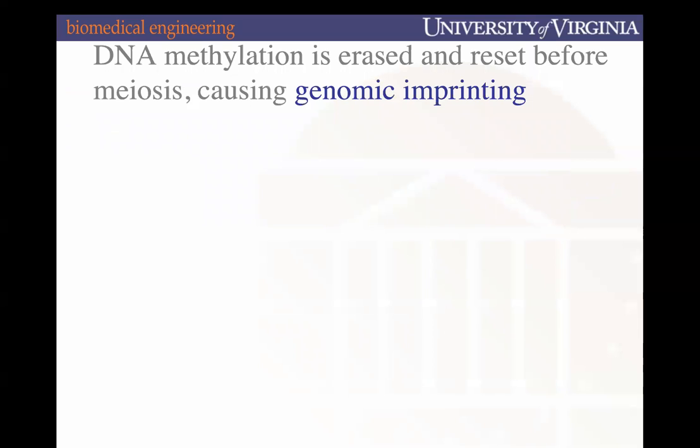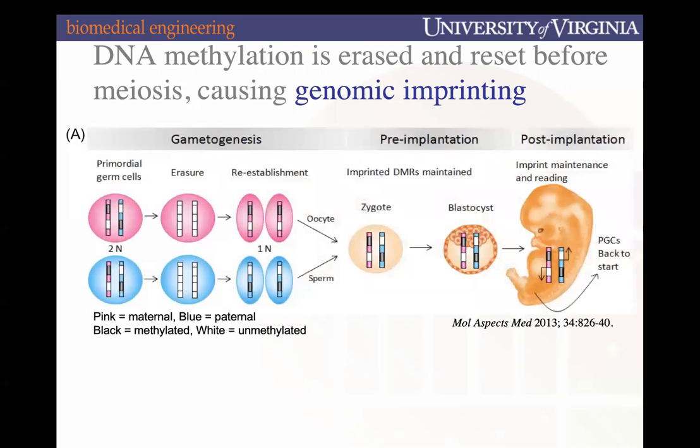So one way in which this is really key in biology is when these DNA methylation events that occur over the span of our lives can actually be erased and reset before meiosis. The process here is called genomic imprinting. It's a little complicated, but I'm going to try and walk us through it and make sure that I'm highlighting the key take-home points so that we're not distracted by all the details here.